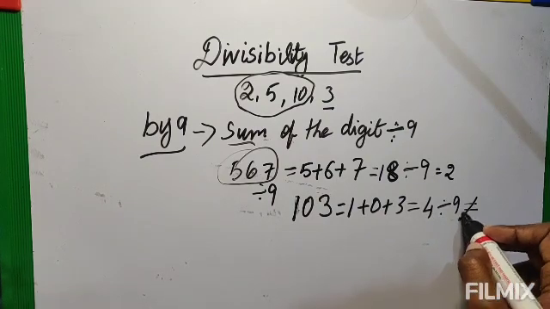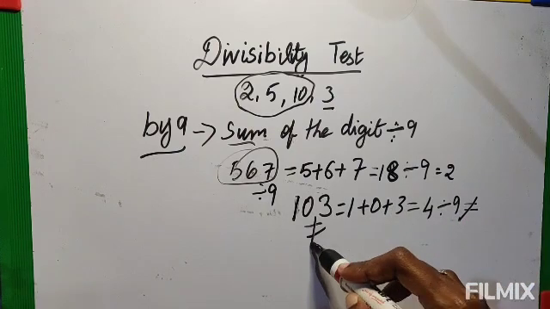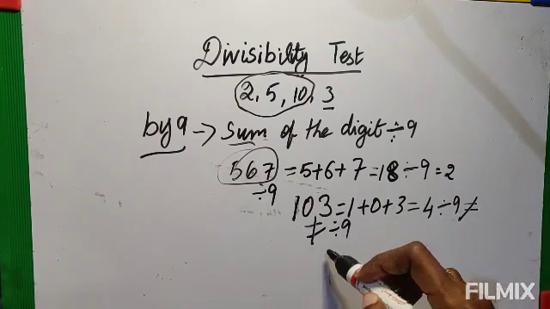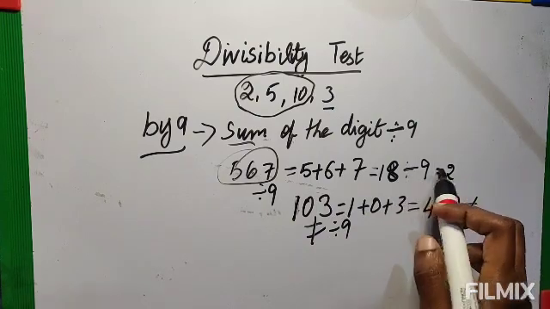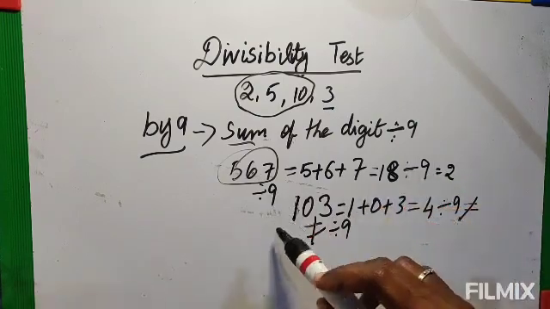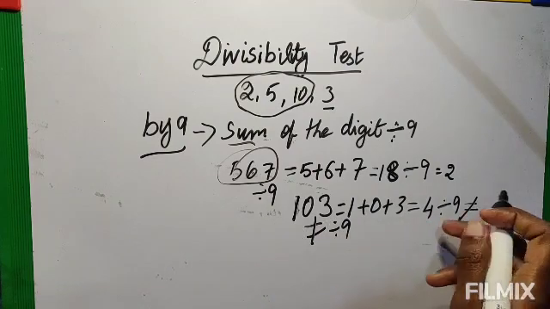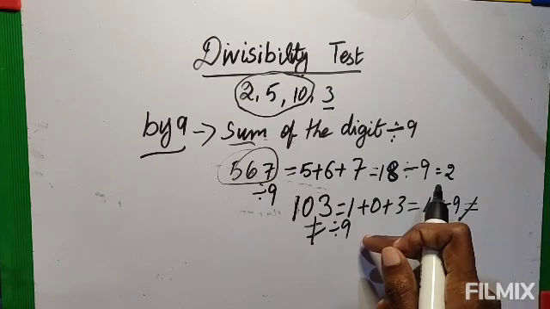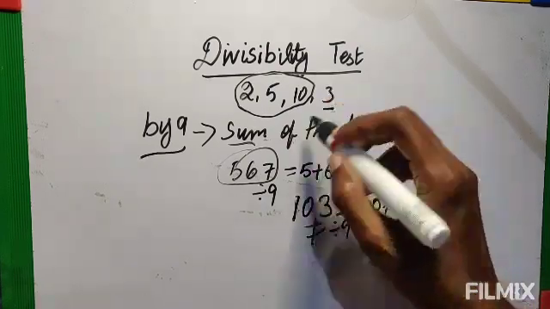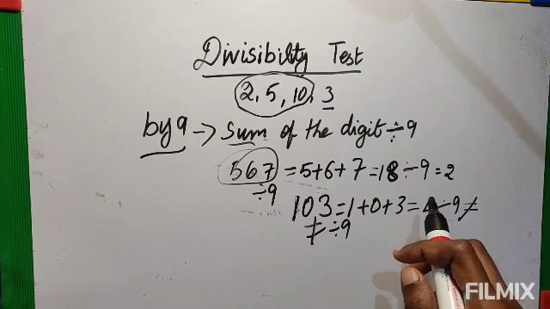So this is not divisible. This number is also not divisible by 9. If the sum of the digits is divisible by 9, then the number is divisible by 9. If the sum of the digits is not divisible by 9, then the number is not divisible by 9. So 3 and 9 are similar. Now let's see the next number.